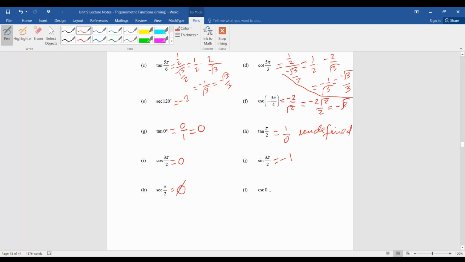Cosecant of 0. Cosecant is the reciprocal of sine. Sine of 0 is 0. Reciprocal of 0 is undefined. Actually, we can show some work. 1 over sine of 0. And sine of 0 is 0, so it's undefined. Okay, undefined. We can do the same thing with this one here instead of just giving the answer straightforward. We know that the secant is 1 over cosine of pi over 2. And cosine pi over 2 is 0, so that's again undefined.